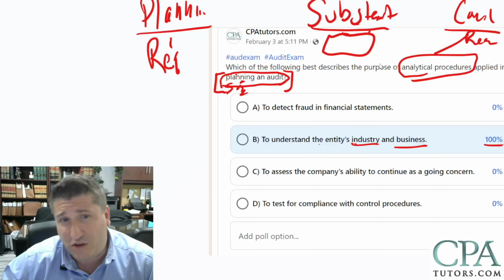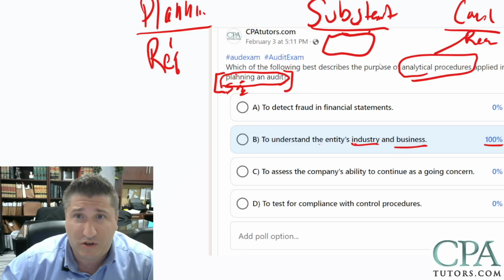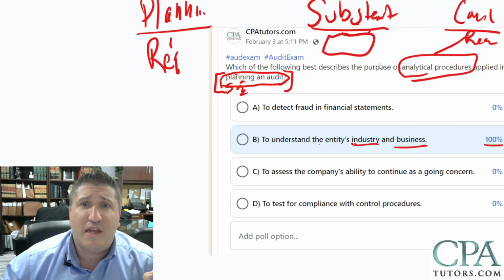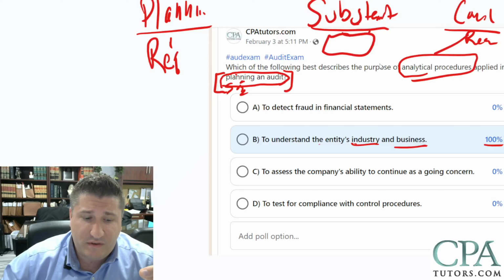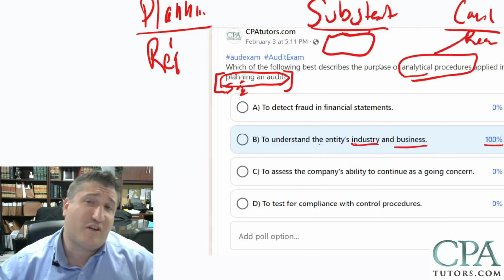And sometimes ratios are a good one. So comparing it against the industry and what other people are doing, that's very important. But what's the most important is that if you are required to do analytical procedures, it's in the planning part. Okay, now let's jump to substantive, because this is where people go wrong.